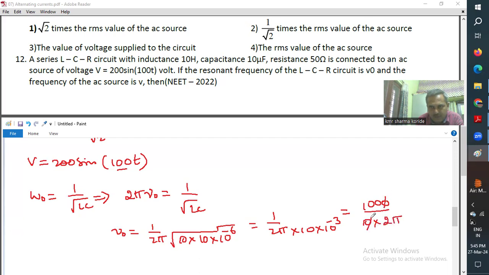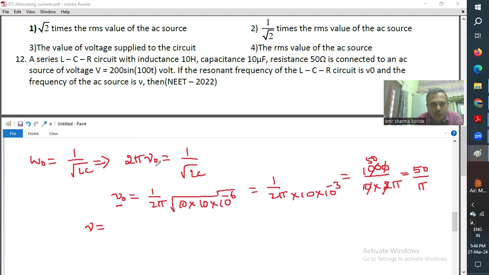So this is going to be 50 by pi, the resonating frequency. Now let us also try to find out whether the frequency of the source will match or not. So nu is the frequency of the source.